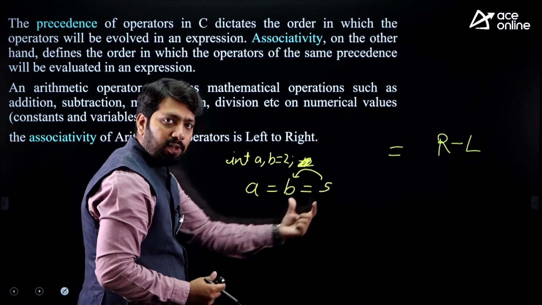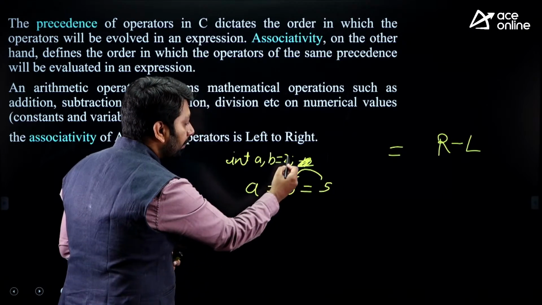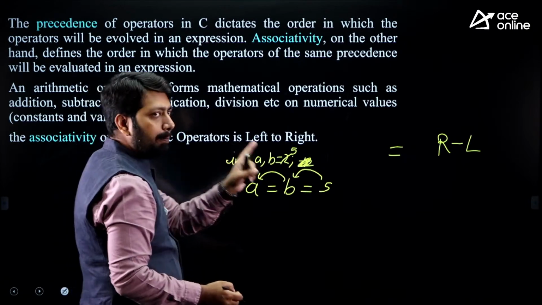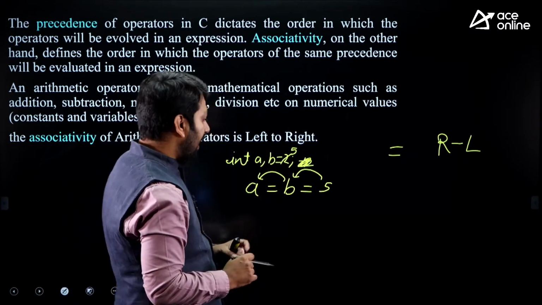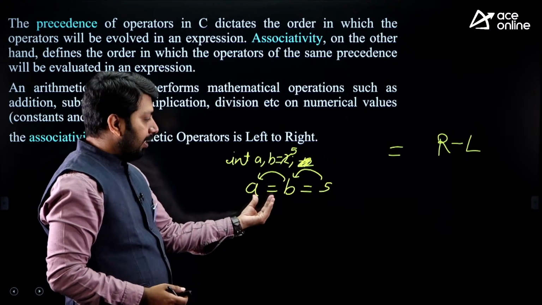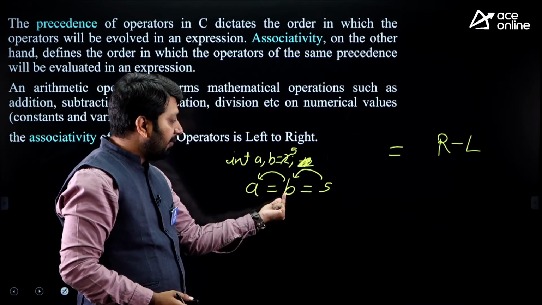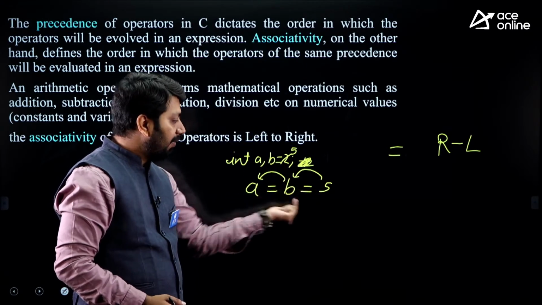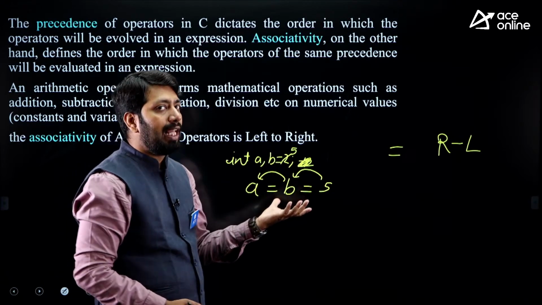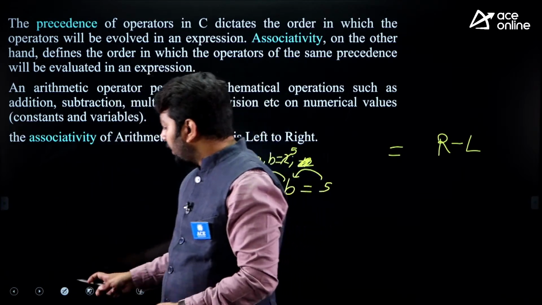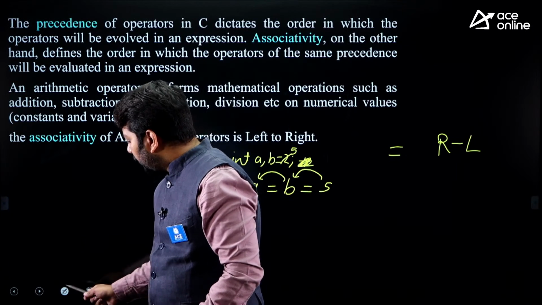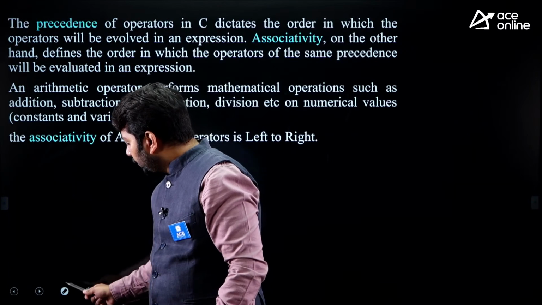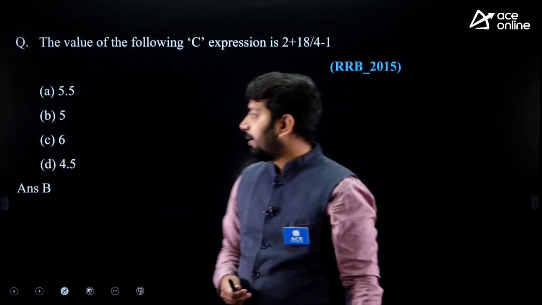Fine. So that means first the value 5 will go into B. Is it right or not? So first B will become 5 and after that the value of B will go in A. That means A and B both will become 5. If we solve it from left to right, what will happen? The current value of B, which was 2 initially, will go in A, then 5 will go in B. But it doesn't happen in C language. We follow right to left in assignment operators, whereas in arithmetic operators and binary bitwise operators we use left to right.